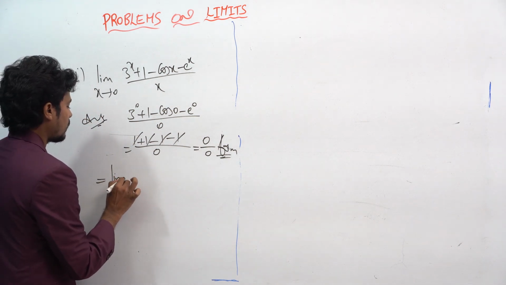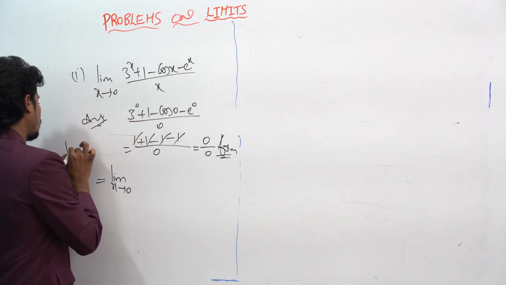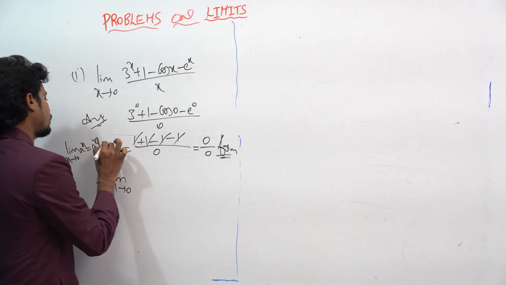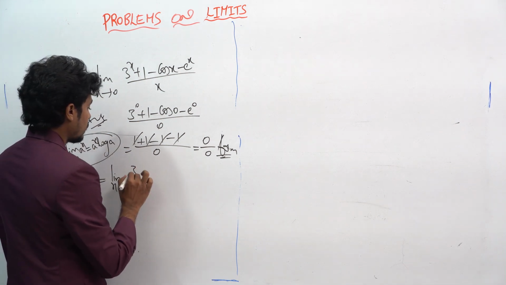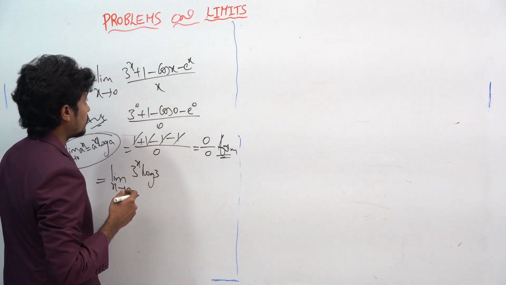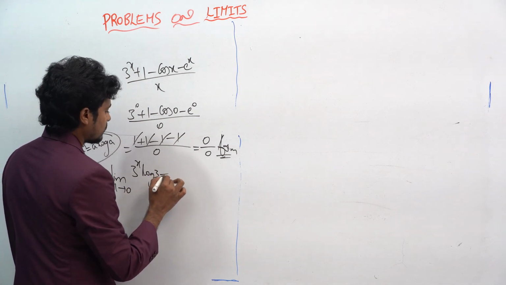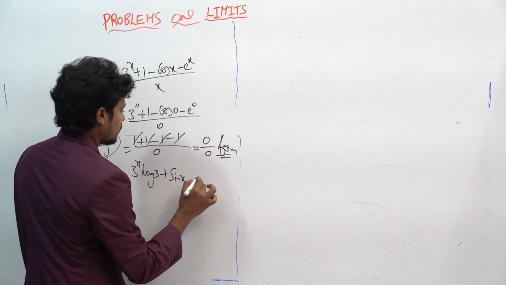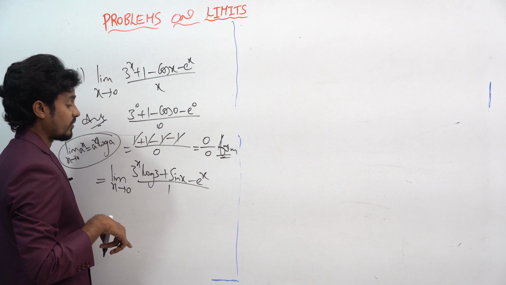So this will become the limit x tends to 0. You already know the formula: the derivative of a power x is a power x into log a. So this will become 3 power x into log 3. Here if you differentiate the constant, that will become 0. So cos x, minus into minus, this will become sin x, minus e power x, divided by 1. If you differentiate x, this will become 1.